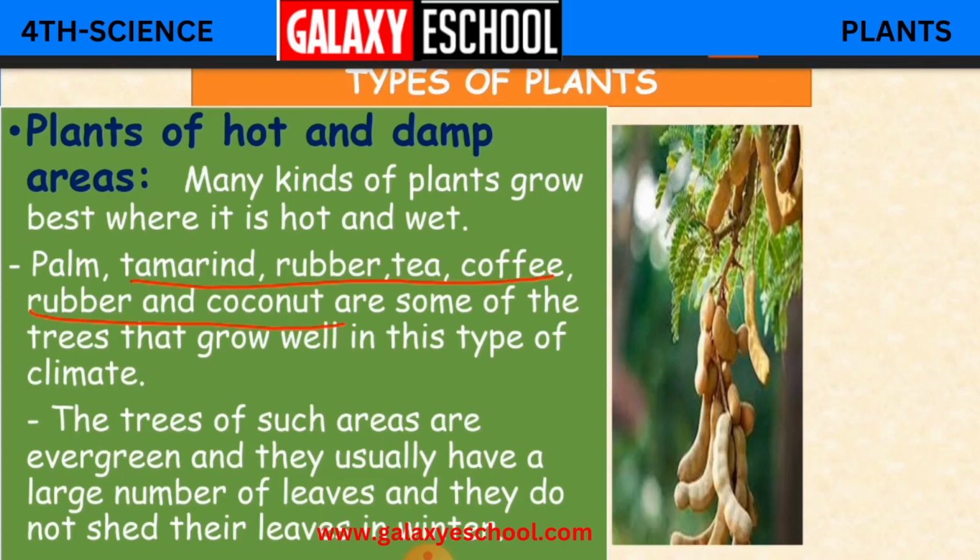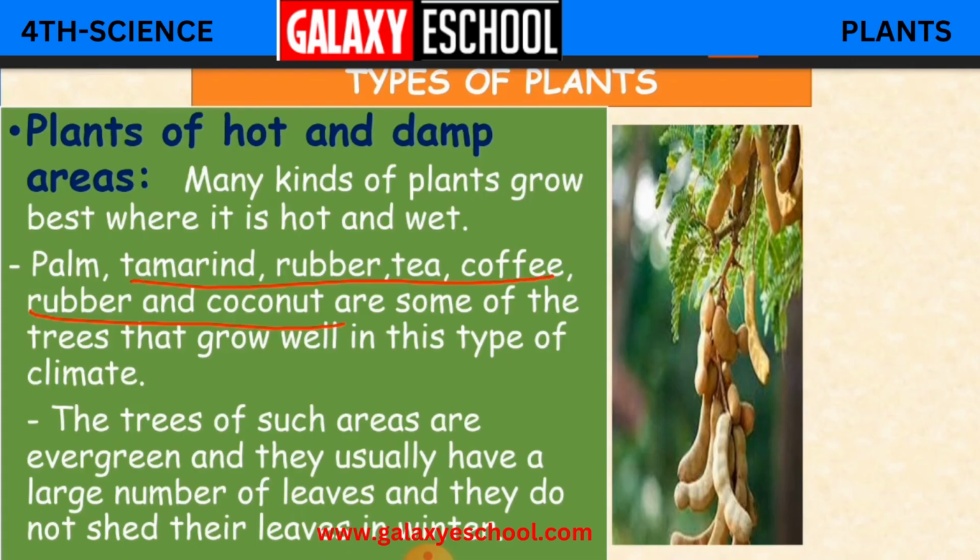These trees grow well in this type of climate, and the trees of such areas are evergreen. They usually have a large number of leaves and do not shed their leaves in winter. See, these trees also are evergreen. Why? Because they also have their leaves throughout the year.